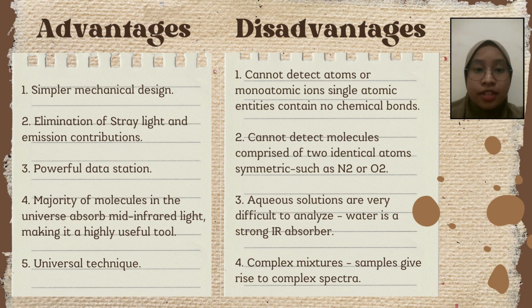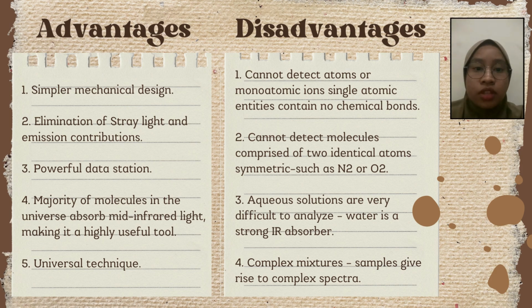The next slide is advantages and disadvantages. The advantages of FTIR are five. First, simple mechanical design. Second, elimination of stray light and emission contribution. Third, powerful data station. Next, molecules absorb infrared light, making it a highly useful tool. Last one is universal technique.